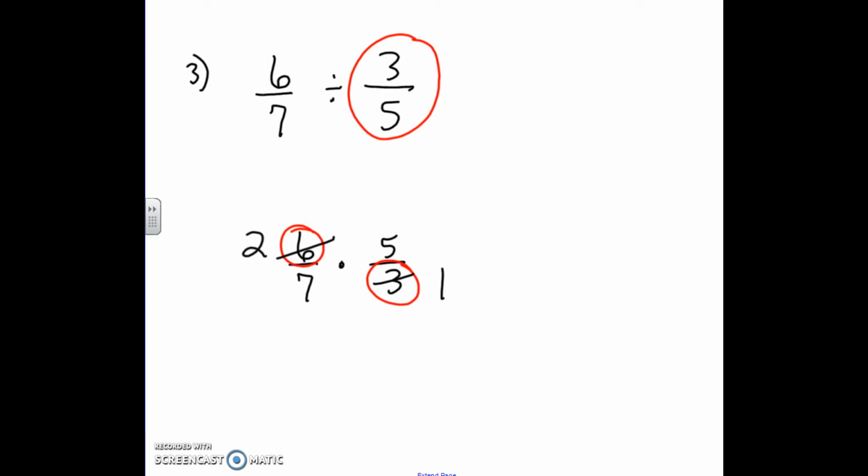Now we can multiply 2/7 times 5/1. Top times top, 2 times 5 gives me 10. Bottom times bottom, 7 times 1 gives me 7. My answer is 10/7.